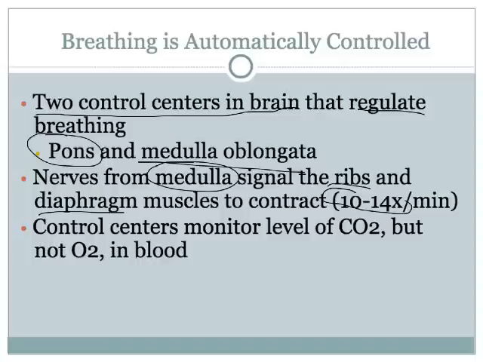And there are also control centers in the blood that monitor the level of CO2. And kind of the idea is if there's lots of CO2 in the blood, these control centers are going to tell the brain, hey, we have to breathe faster because we need more oxygen. And if the CO2 levels are relatively low, these centers tell the brain, hey, we can breathe slower because we have plenty of oxygen. And it is interesting. They do monitor CO2. They don't monitor oxygen directly. Instead, they monitor carbon dioxide.